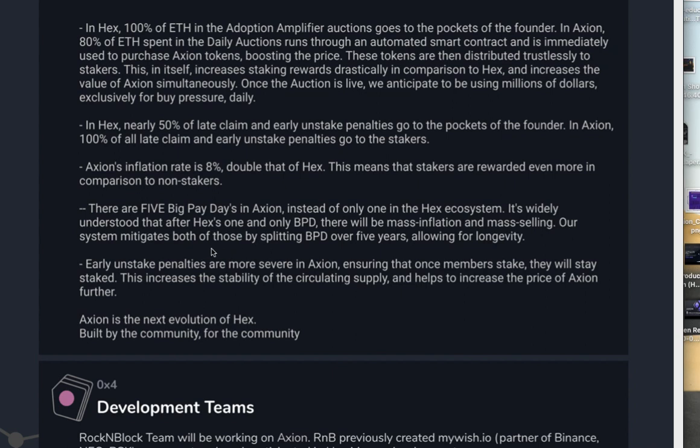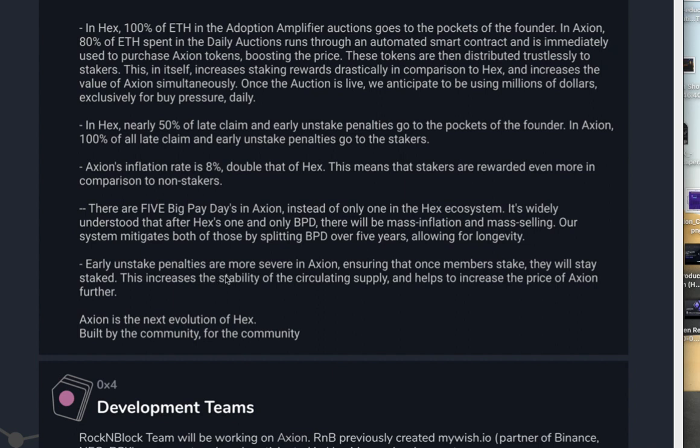Our system mitigates both these by splitting big payday over 5 years, allowing for longevity. All right, so they're going to be lower big paydays. So big payday mass inflation is because you'll probably get 200 to 300+% returns, which is going to increase the share rate. Whereas this one here is going to have lower. It's going to split it over 5 years, but have lower percentages, and we'll see more about that later.